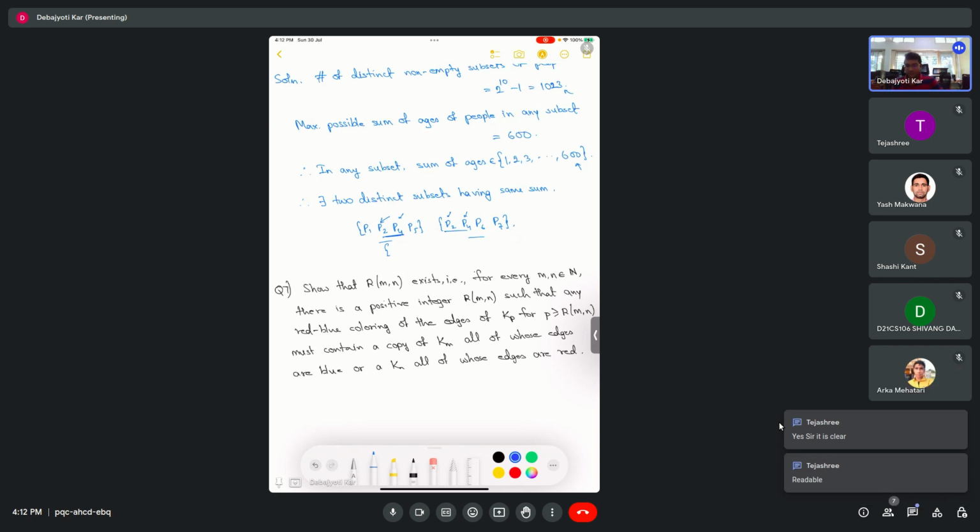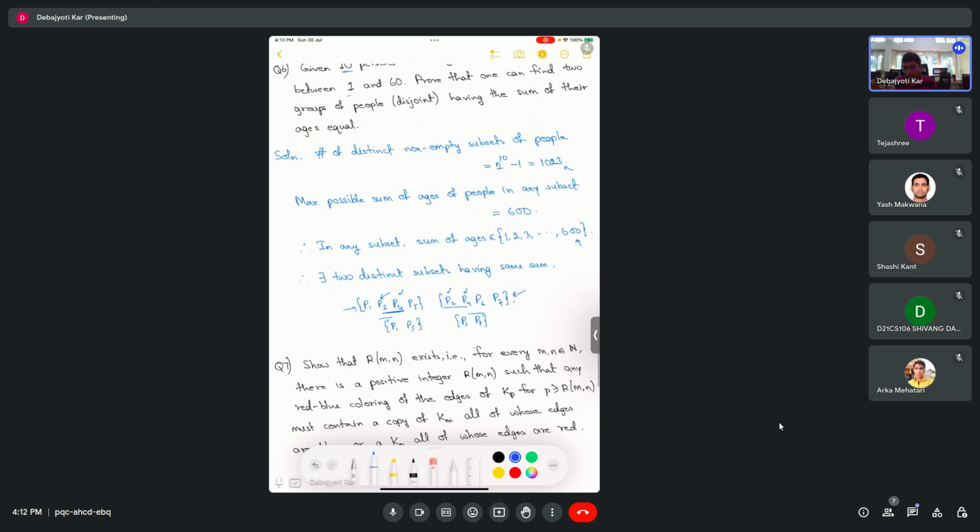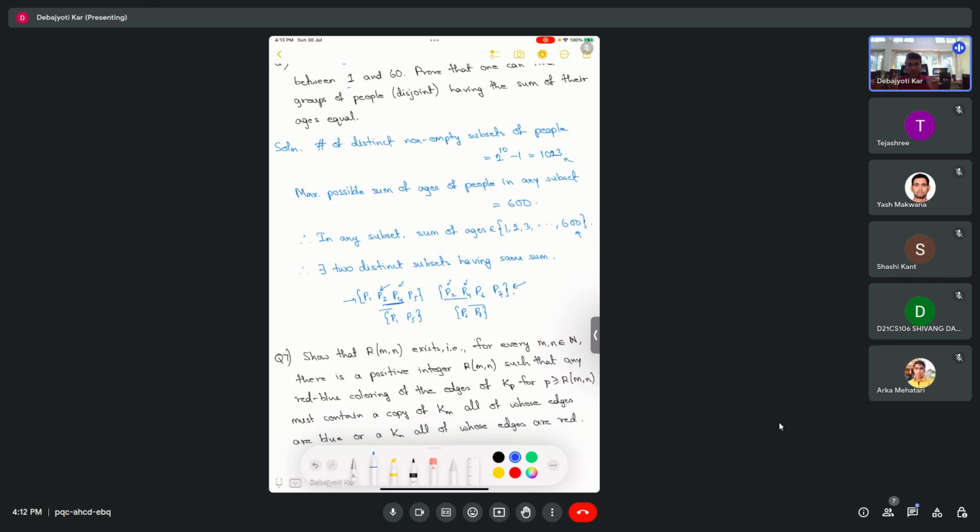So we just delete the common persons from these two subsets. These are two distinct subsets, but they may have common persons. So just delete the common persons. Even after deleting the common persons, we have here P1 and P5, and here we have P6 and P7. So their sums must also be equal. Since the sum of this subset was equal to the sum of this subset, even after deleting the common persons, the remaining sums must be equal. And so we are done. So we have got two disjoint subsets of people whose sum is the same.